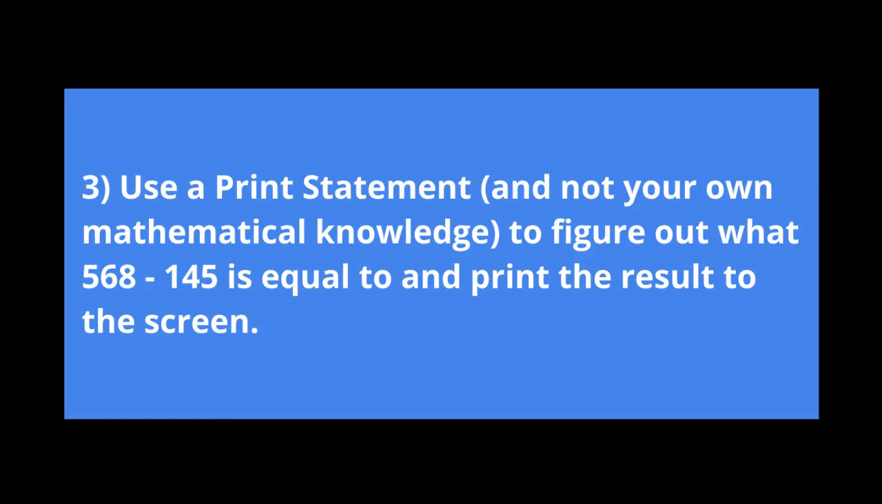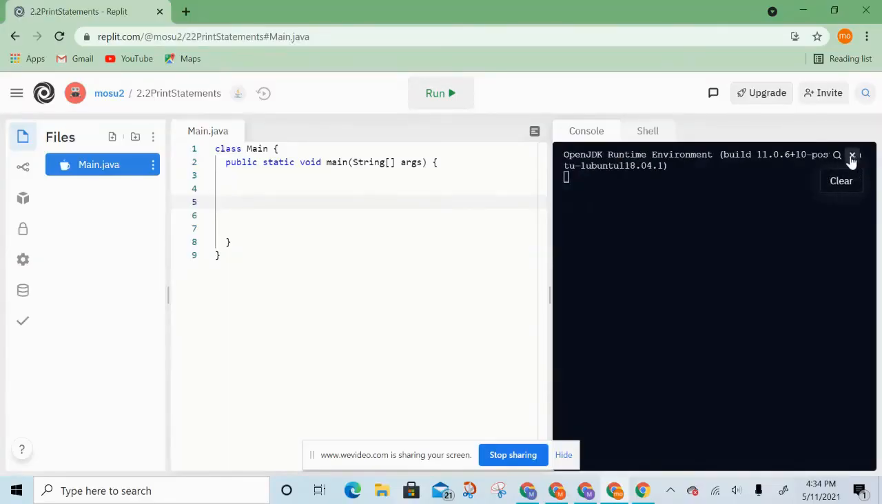All right, last question. Use a print statement and not your own mathematical knowledge to figure out what 568 minus 145 is equal to, and then print the result to the screen. Pause the video and do this in the REPL. Okay, so if we want to figure out what 568 minus 145 is equal to, and we want the computer to solve this and then print it to the screen, we are going to use a print statement.